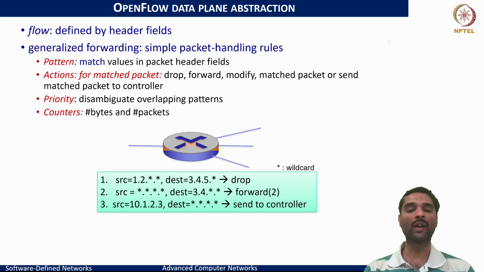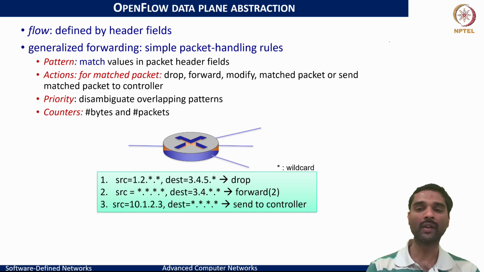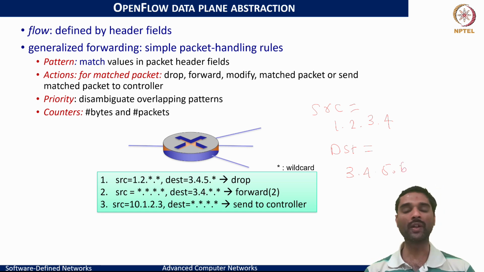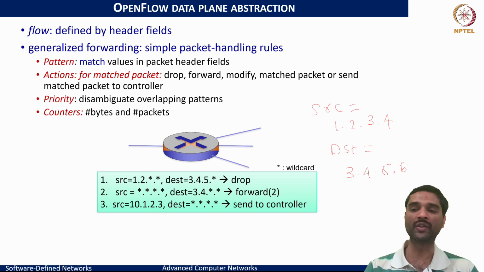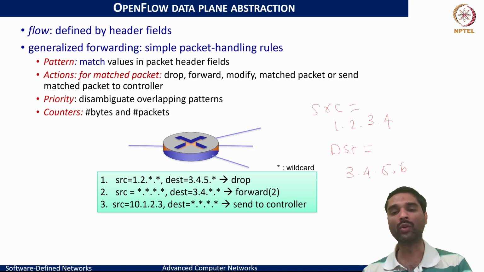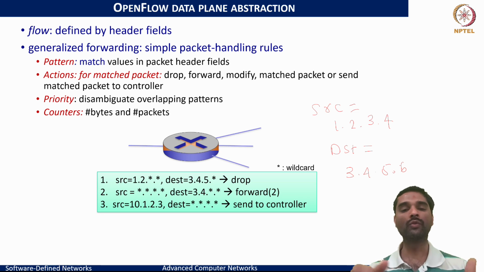So the reason I have chosen these two is to show that any packet that comes with, let's say, source equal to 1.2.3.4 and destination equal to 3.4.5.6, both rules 1 and 2 would match. But if you see the longest prefix that has matched, that is rule 1. If you go by the LPM approach, then this packet would be dropped, even if rule 2 says you would want to forward. So that's how you have the flexibility.